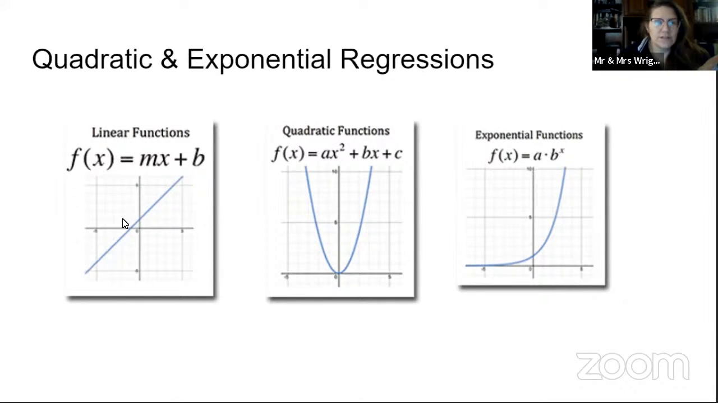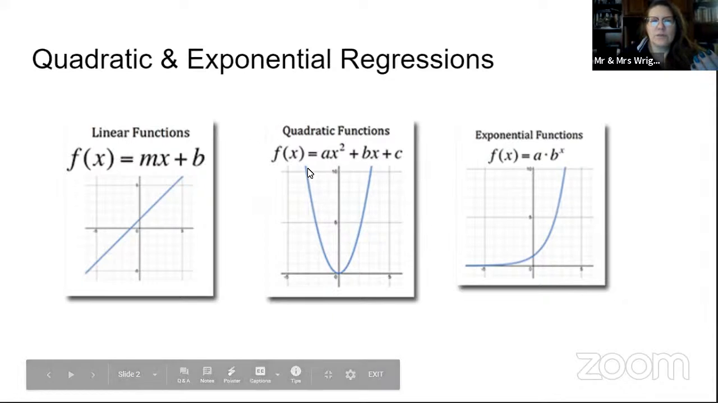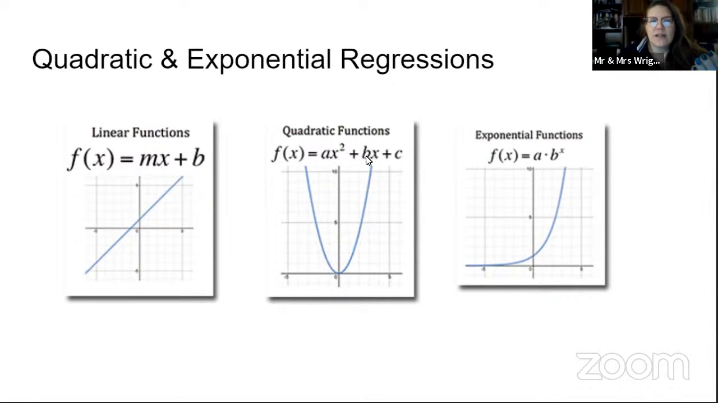So with a linear function, remember, it looks like a line when it's graphed, and it's in an f of x or y equals mx plus b format. This is your standard format, also known as your slope-intercept format, because m is your slope and b is your intercept. There's also a quadratic function in which your graph looks like a parabola.